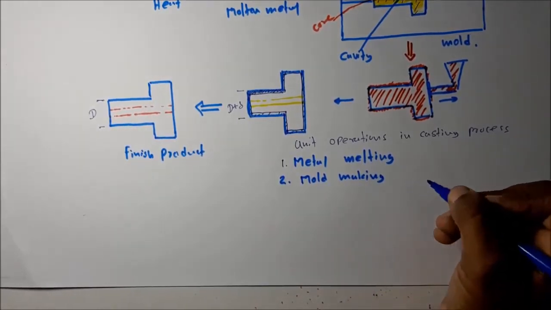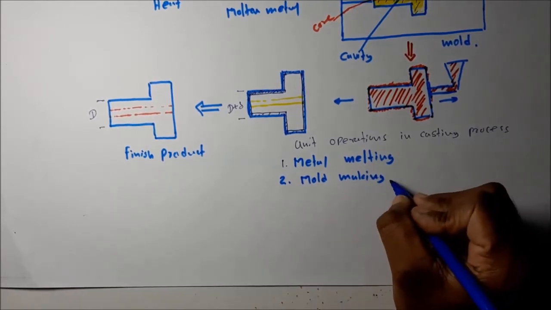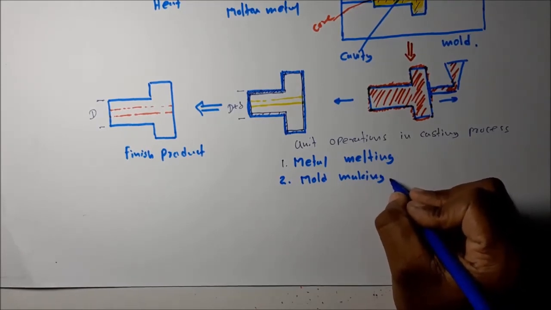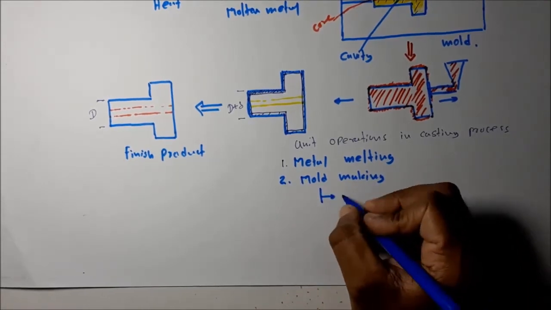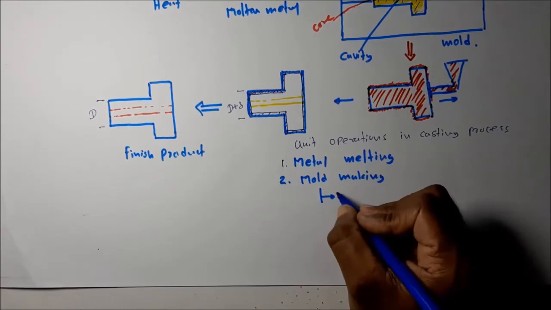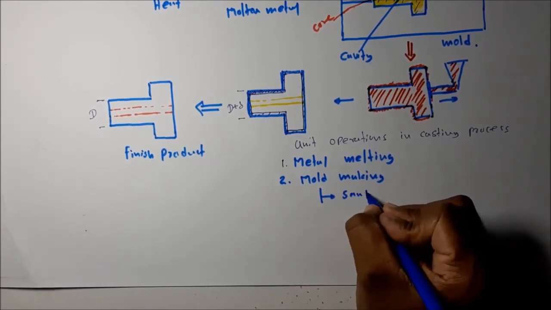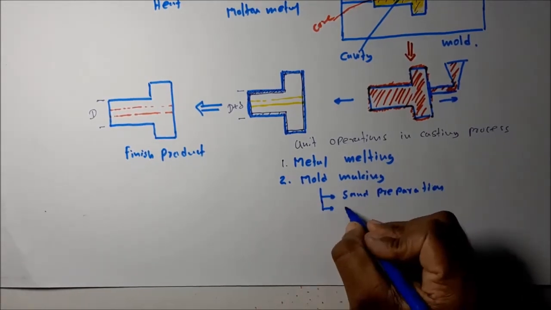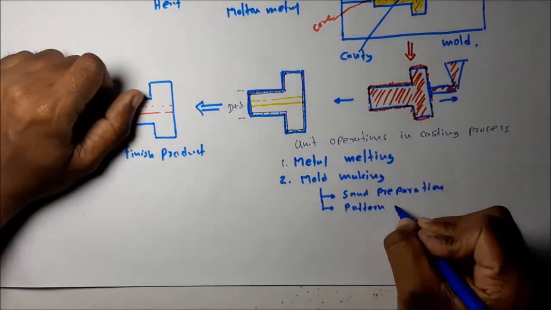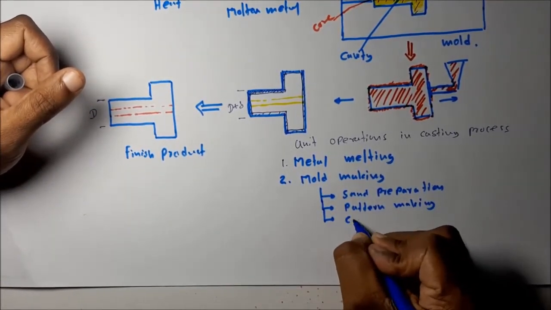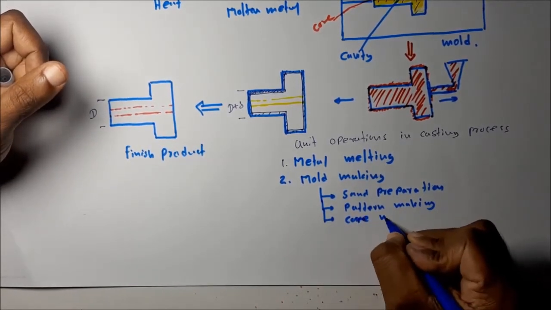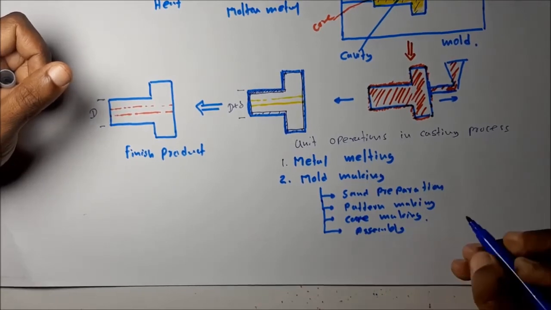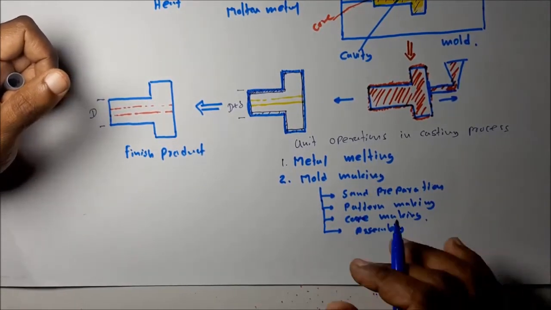The mold making depends on the type of casting. That means for sand casting or die casting, the mold making operation varies. But generally, in sand casting, it also has a combination of several operations: sand preparation, pattern making, core making, then assembly. Assembling the components, so mold making, everything.